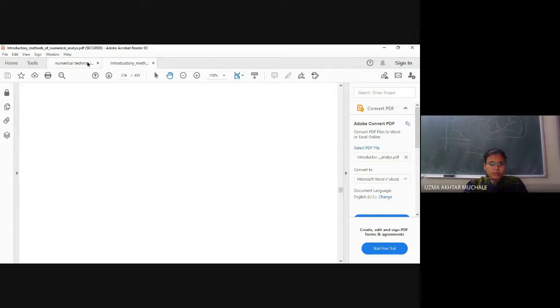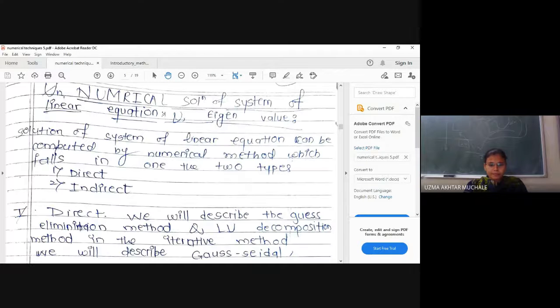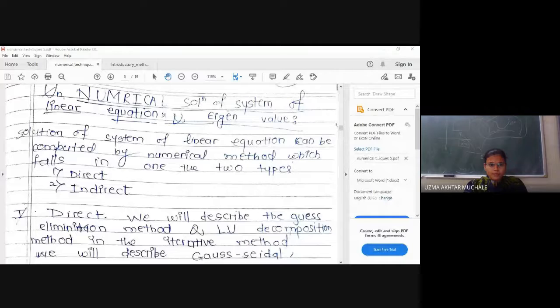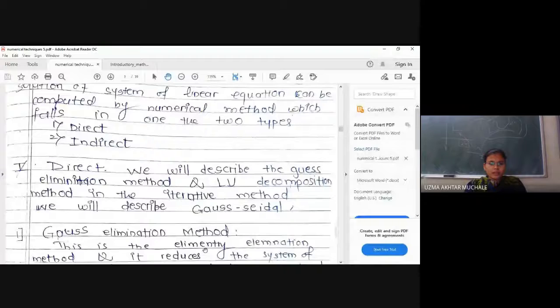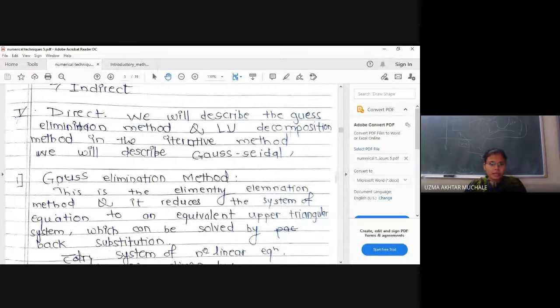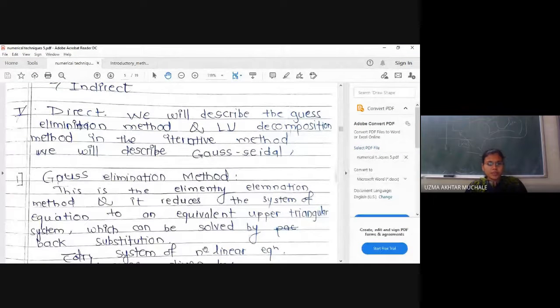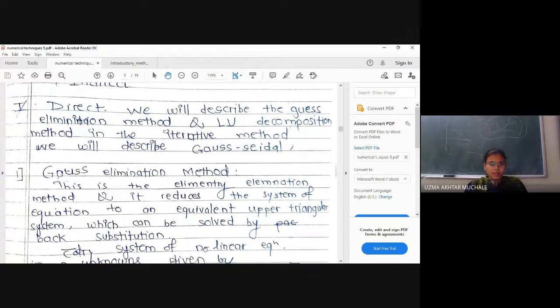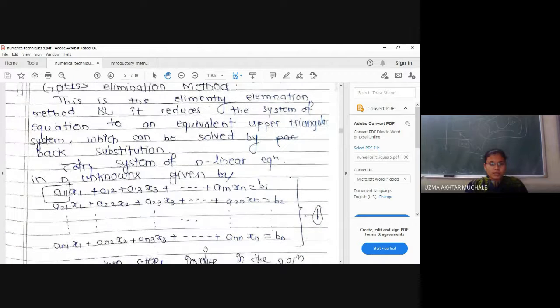Now let me go to our notebook where you can see this. This is the name of our topic: numerical solutions of system of linear equations and eigenvalue. Here we have direct and indirect methods. So what is a direct method? We will describe the Gauss elimination method and LU decomposition method. In the iterative method we will discuss the Gauss-Seidel method. And now we are going to study the Gauss elimination method.